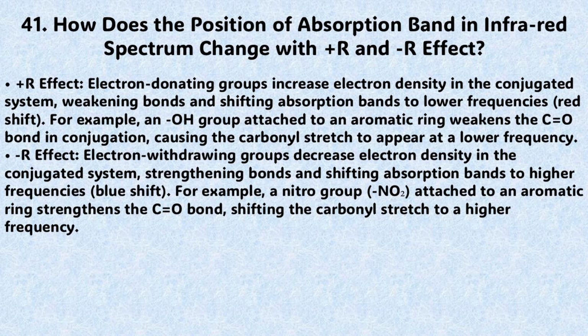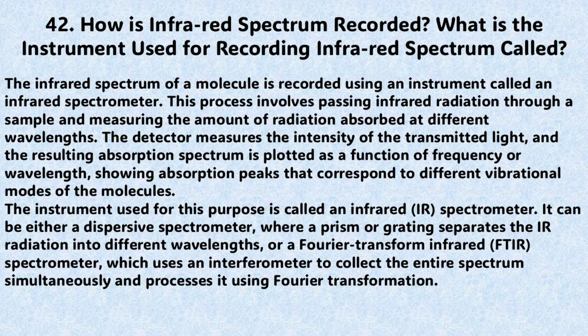-R effect: electron withdrawing groups decrease electron density in the conjugated system, strengthening bonds and shifting absorption bands to higher frequencies, blue shift. For example, a nitro group, NO2, attached to an aromatic ring strengthens the C=O bond, shifting the carbonyl stretch to a higher frequency. The next question is question number 42. How is infrared spectrum recorded?